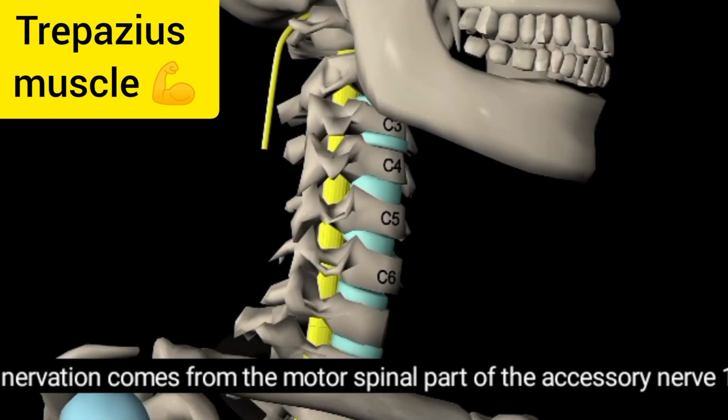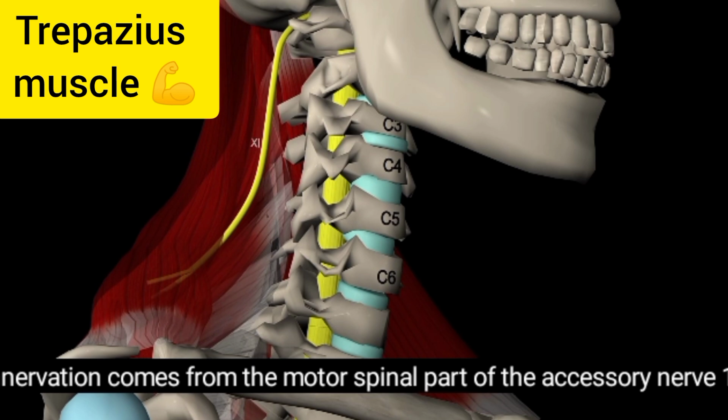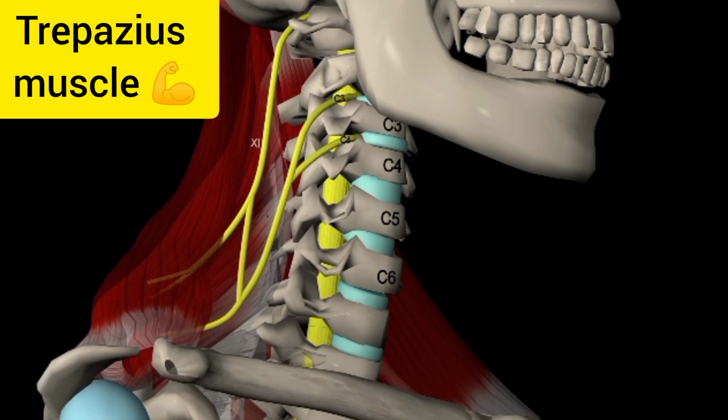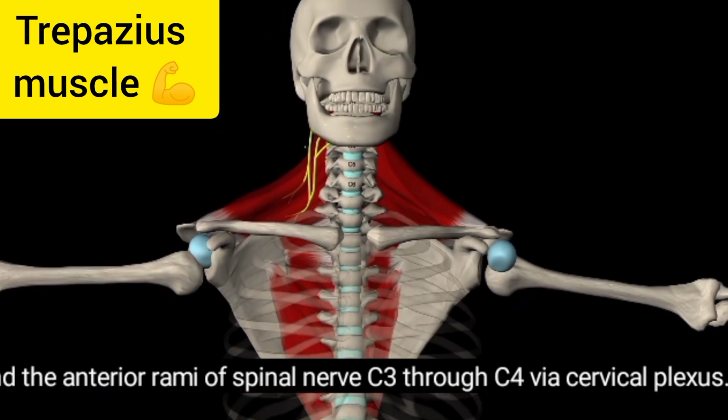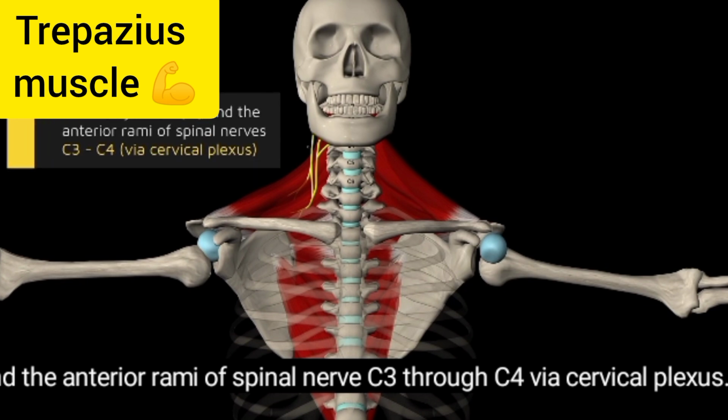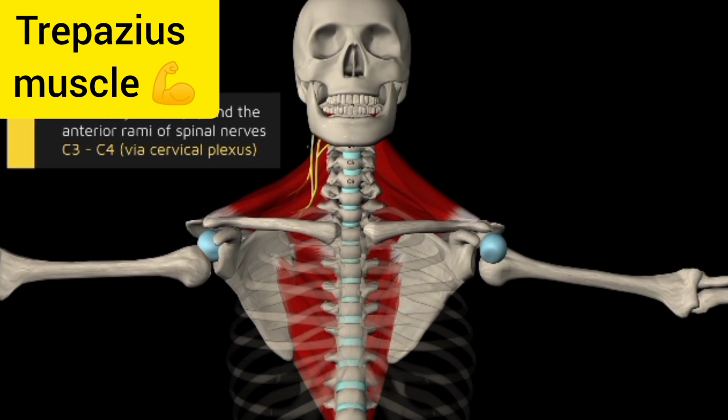Its innervation comes from the motor spinal part of the accessory nerve 11 and the anterior rami of spinal nerve C3 through C4 via cervical plexus.